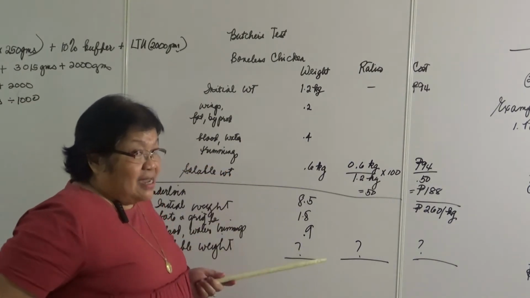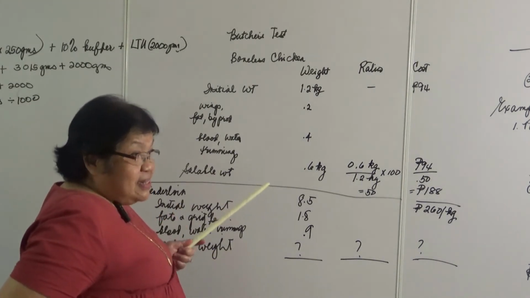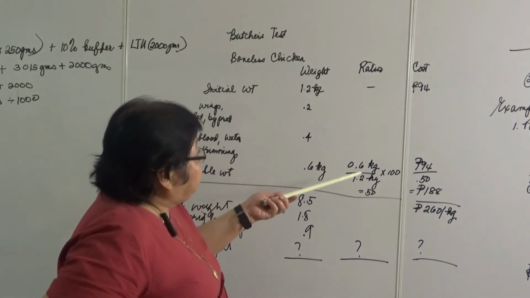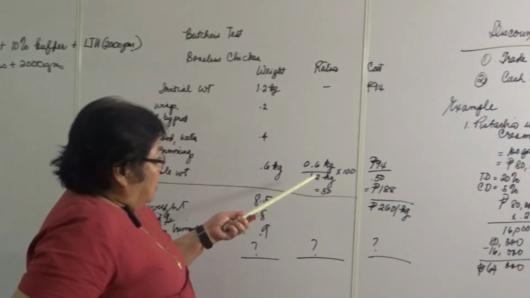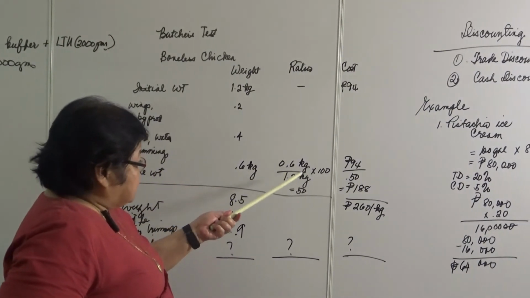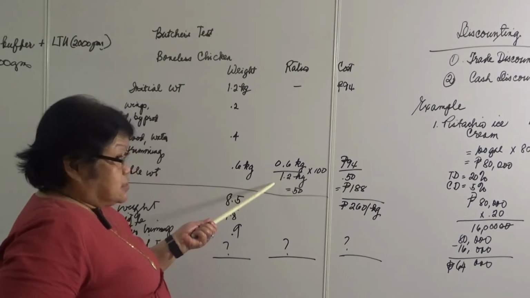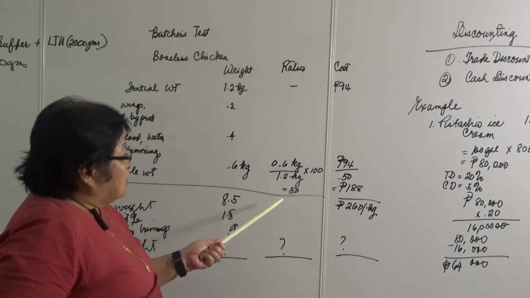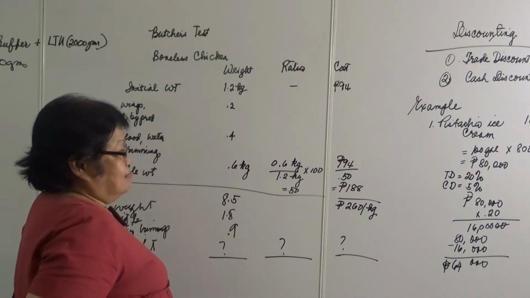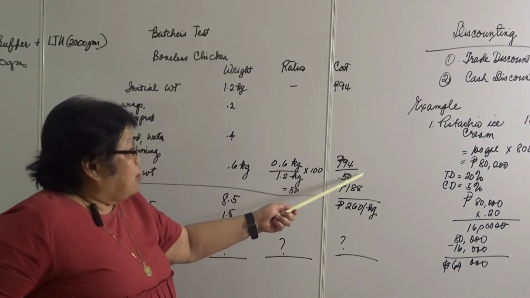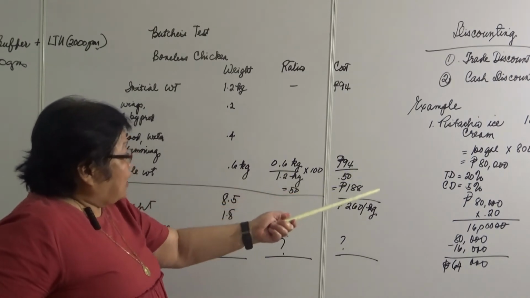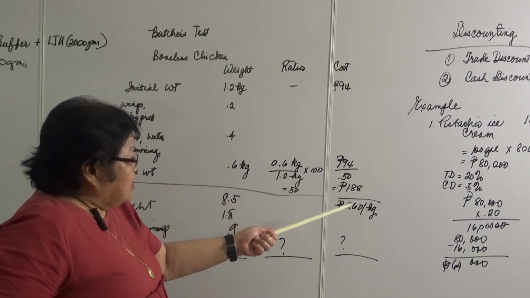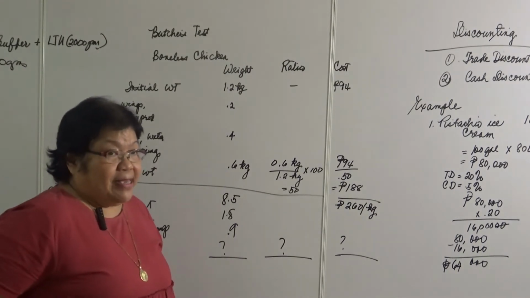Magbabago ba presyo niyan pagka binenta mo? Definitely, otherwise, lugi ka, no? Alright, so let's compute for the ratio. The saleable weight of 0.6 over your purchase weight of 1.2 times 100 is equivalent to 50. Right. So, the price you have to follow, no? 94 pesos divided by 0.50 is 188 pesos.